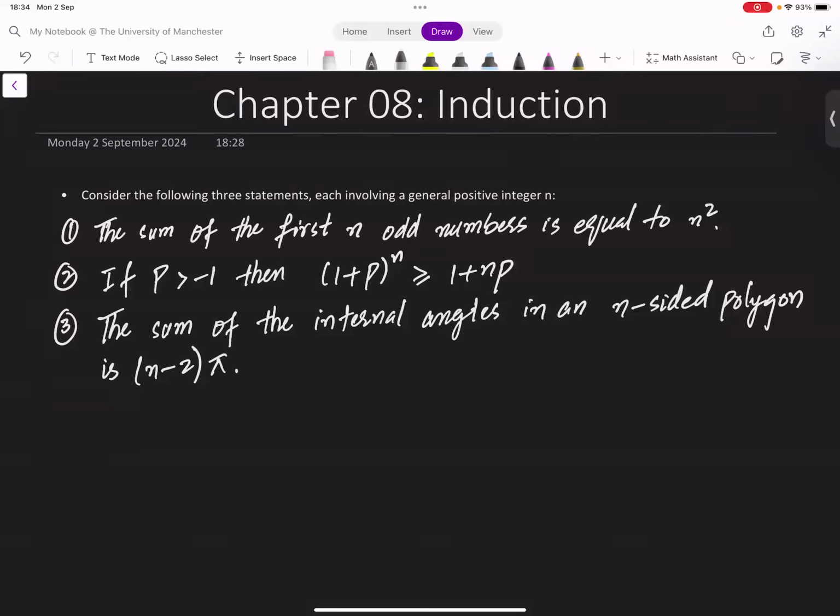Now, these are three statements. We are talking about induction. So what is induction? It's a way to prove things. It's a method of proving statements, propositions, lemmas, and theorems. We use that kind of thing to prove these statements.